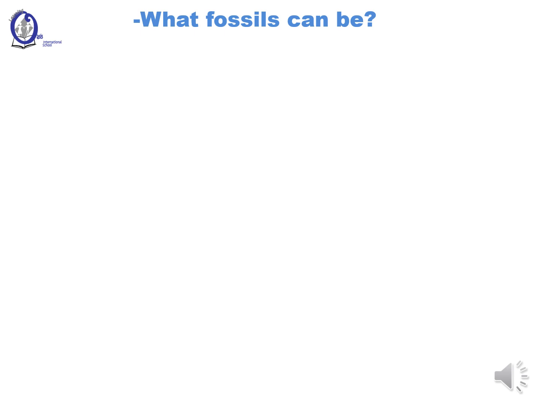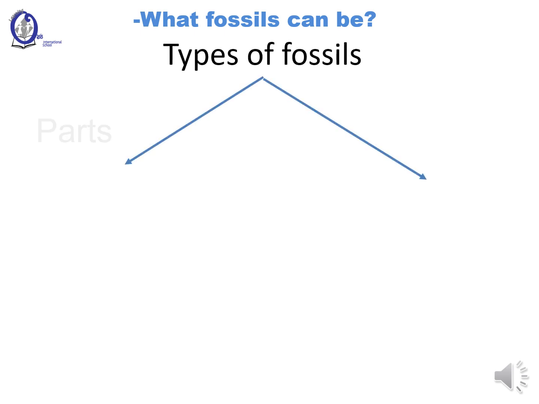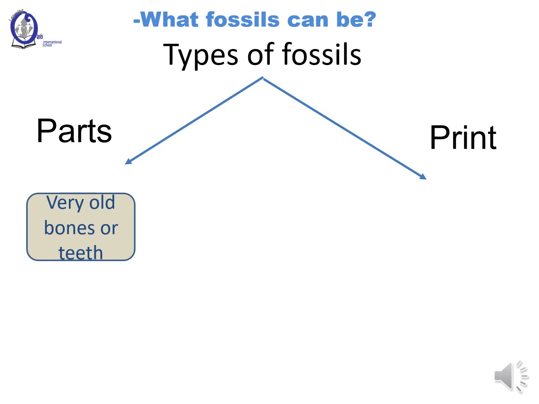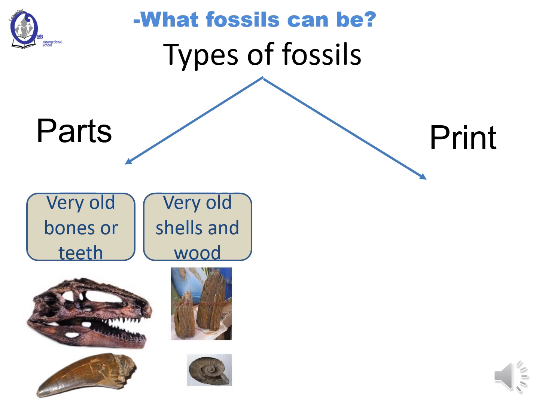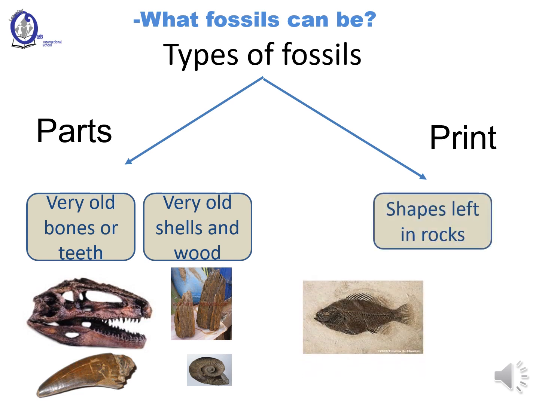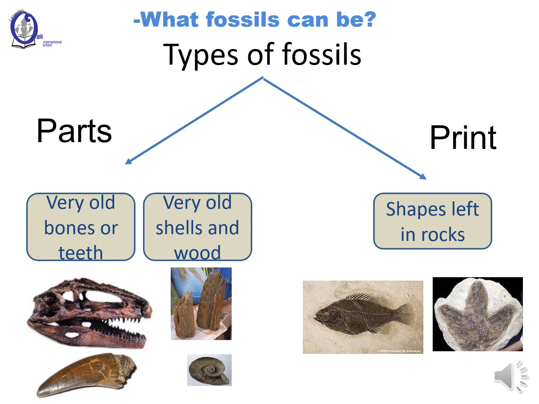What can fossils be? We said before, fossils can be two types, part or print. Part, like very old bones or teeth, very old shells and wood. Or print, a picture left in rocks. This is a print. Fossil is a print.